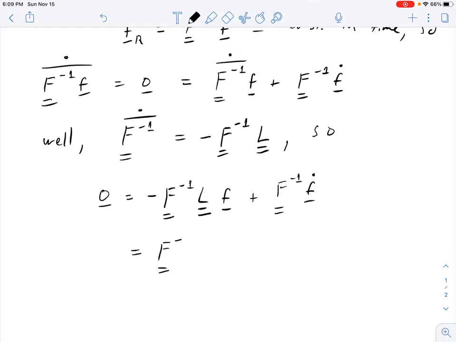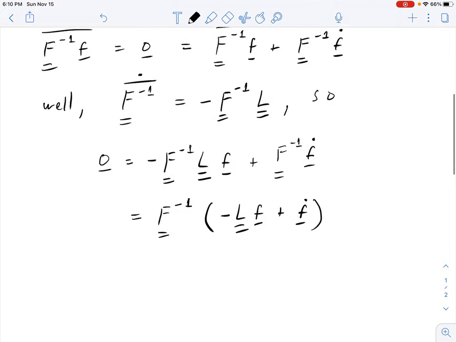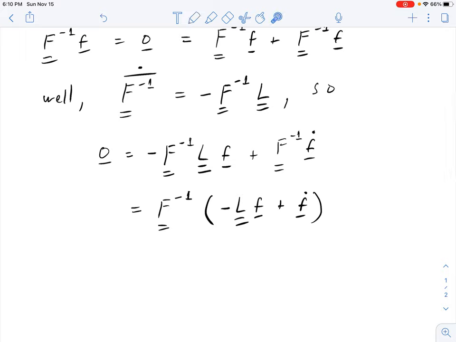So we can factor out the F inverse there: F inverse times minus L f plus f dot. Well, this means that this here has to actually equal zero since F inverse is invertible. So F inverse has determinant greater than zero and is also invertible. So we have f dot is equal to L f.